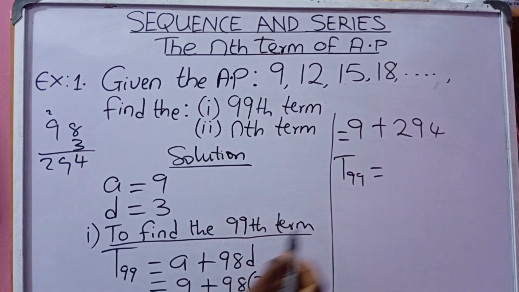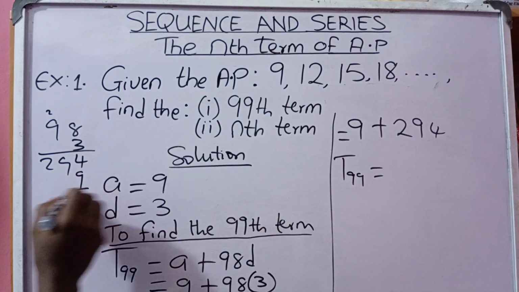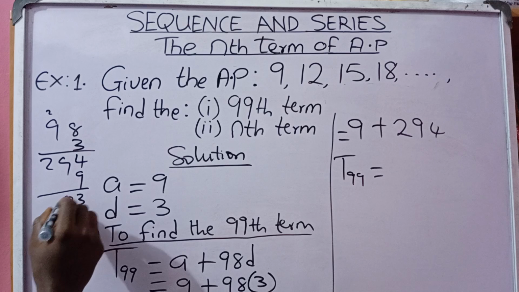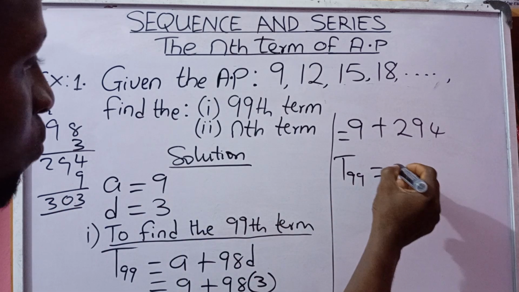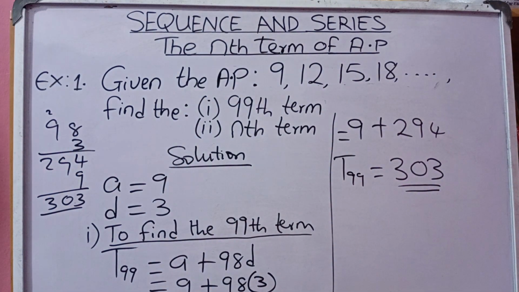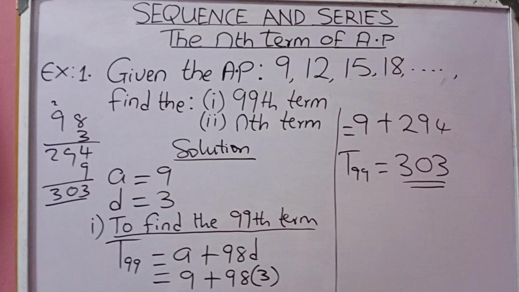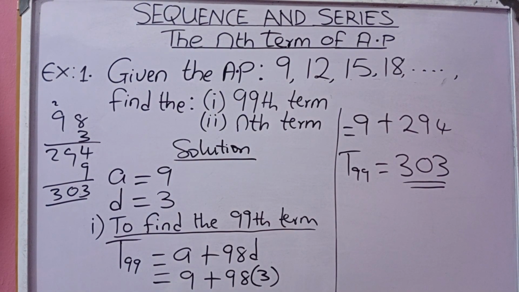So what is finally the 99th term of this particular sequence? The 99th term will be 9 plus the number we just got. That will be 3 and 0, and that will be 3 here. So the answer to the question will be 303. That will be the 99th term of this particular sequence in question. I hope this is clear enough. Good. All right, so the 99th term of the AP 9, 12, 15, 18 is 303. I hope that is clear enough.